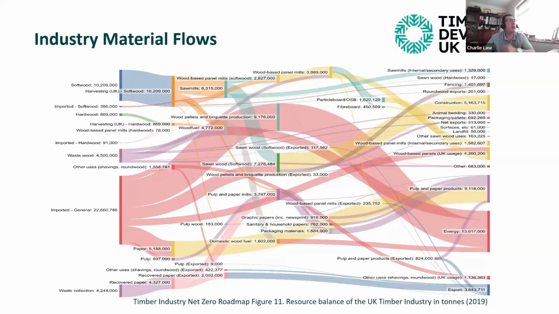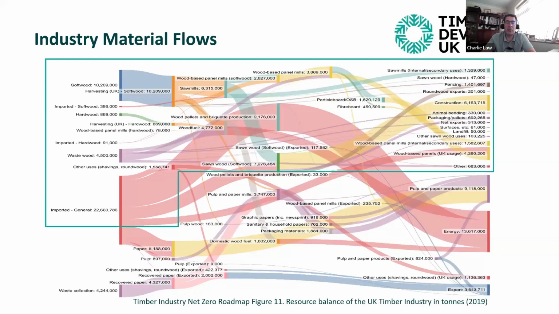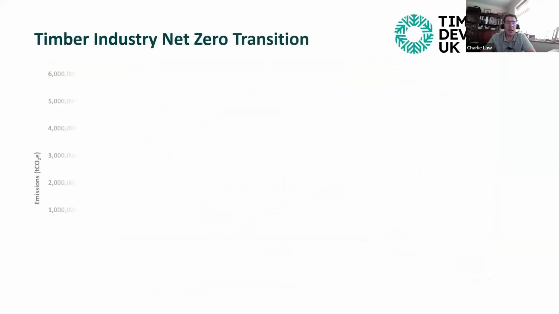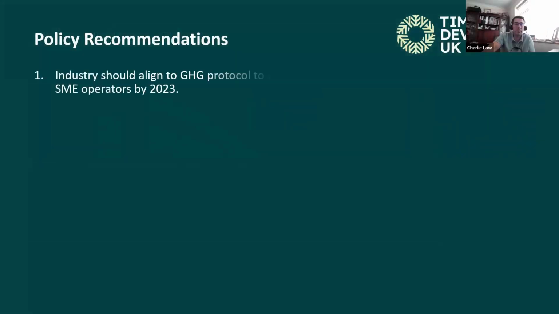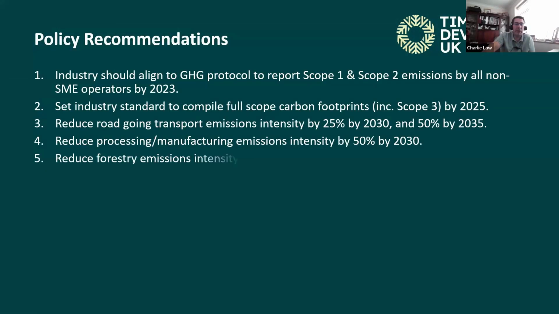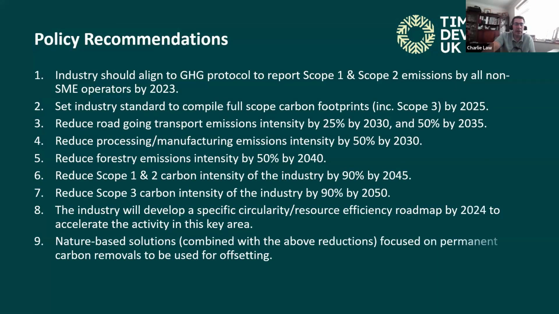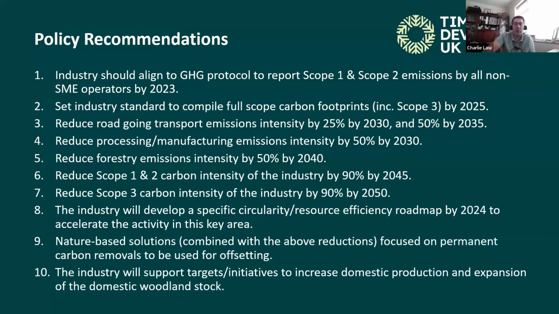And like I say, some of the things we've got, the industry flow shows how the material moves around the industry. Key bit, we're interested in that. What we need to do to get to net zero, and the key things is our production emissions, particularly from imports, and also reducing our reliance on fossil fuels for transport. And the key policy recommendations. We won't go through all these now. You can have a read of these in the roadmap at your leisure. But key ones there are obviously about reducing scope 1, 2, and 3 emissions.